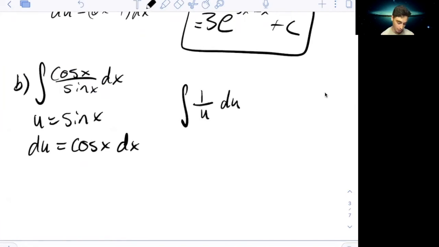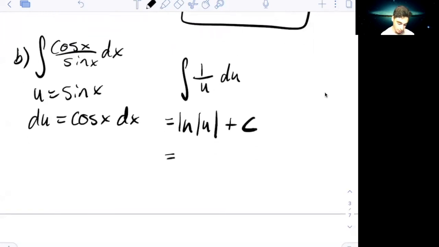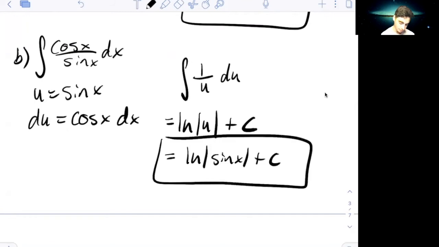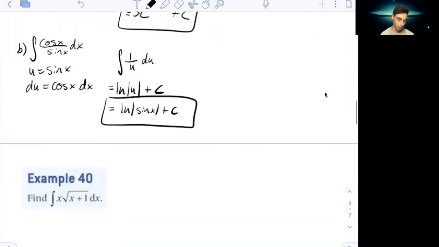And now look how simple this is. What's the integral of 1 over u? Ln u plus c. That's what that equals. Now, one more step to go. Ln of sine x plus c. Done. So let's go on to one more problem.